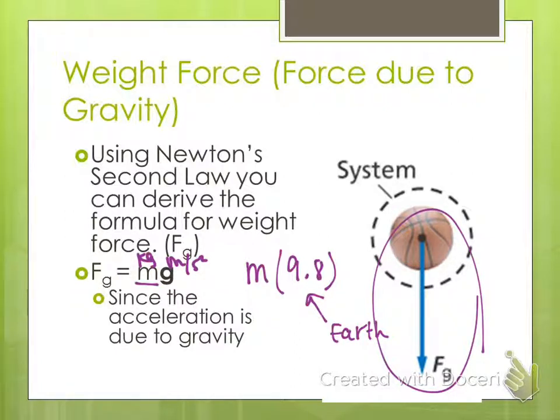All right, so if I ask you for something's weight, that means I'm asking you to calculate its mass times gravity. Okay, or if I tell you its weight is 50 newtons, that means you're going to take 50 newtons equals mass times 9.8. Okay, weight is in newtons, mass is in kilograms.